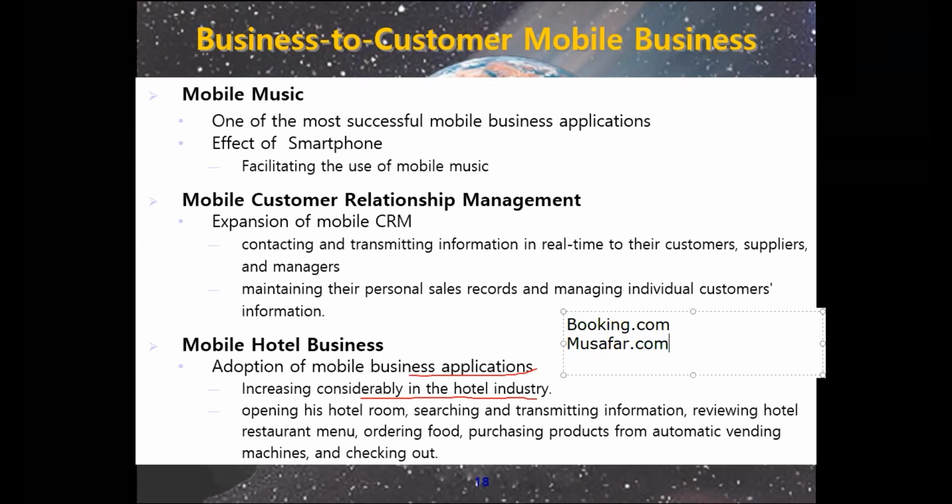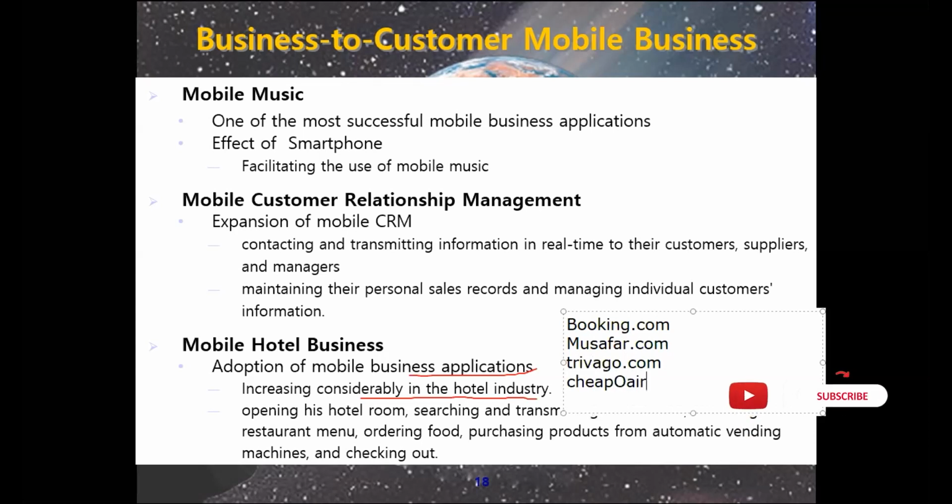So these are different mobile apps. We have Booking.com, Musafir, and can you name some more? I can think of Cheapo Air, for example. I think the O is capital in CheapOair. Okay. Yeah. Skyscanner. Okay, so Skyscanner, yes.